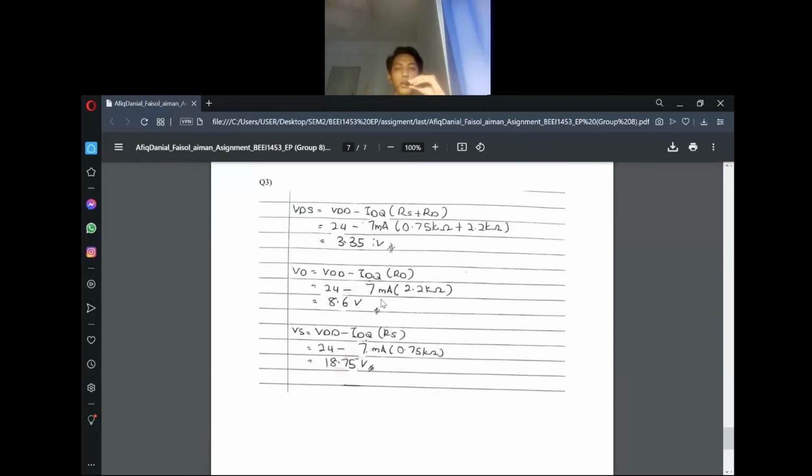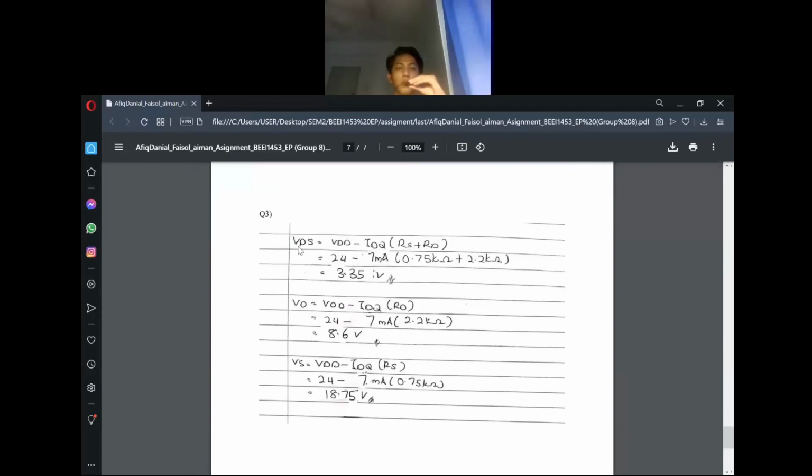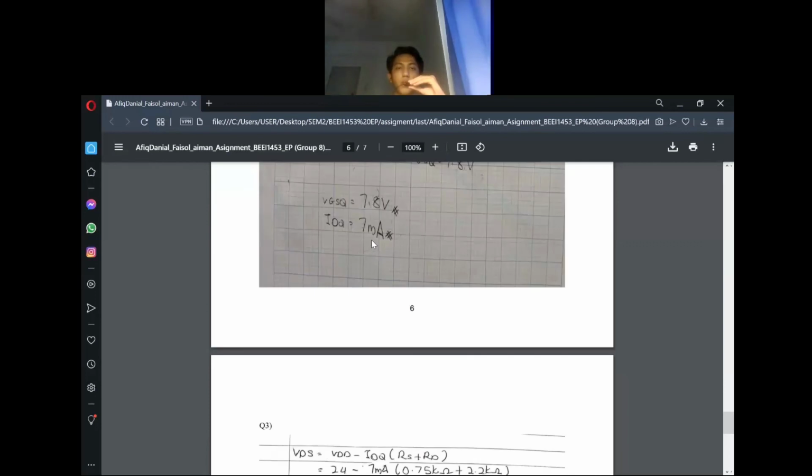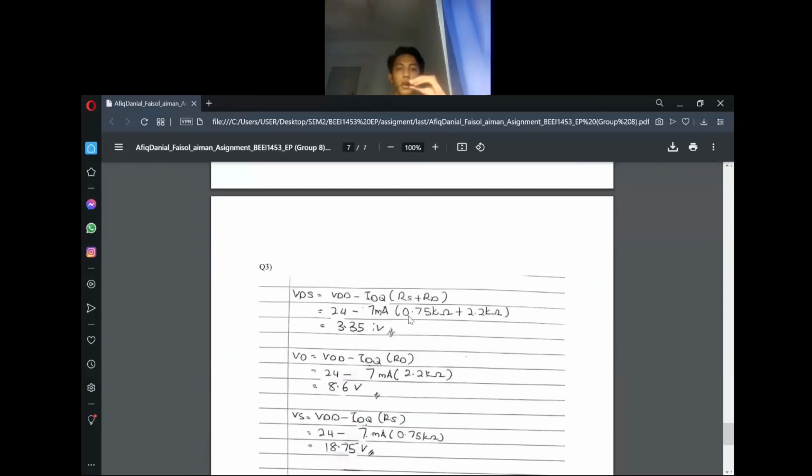Now we must find VDS. VDS equal to VDD minus IDQ open bracket RS plus RD close bracket. From the information we have, VDD is equal to 24, IDQ is 7 milliampere, RS is 0.75 kilo ohm plus RD 2.2 kilo ohm. So we get 3.35 volt.